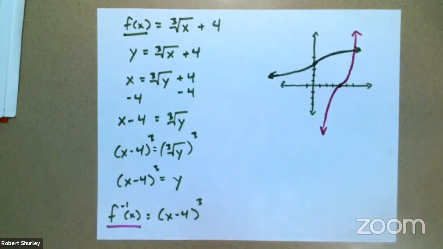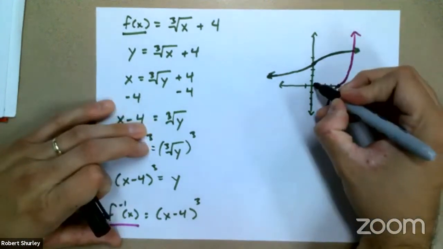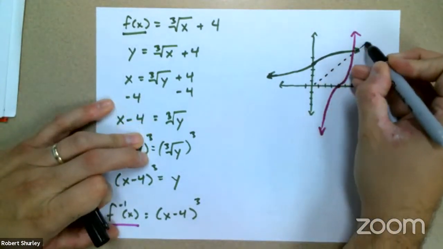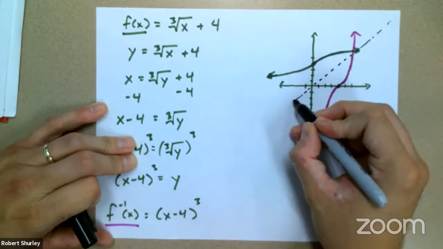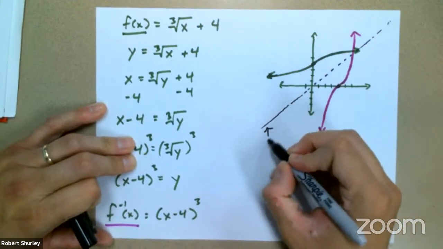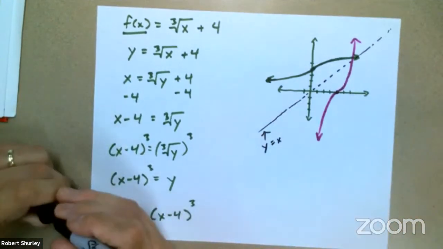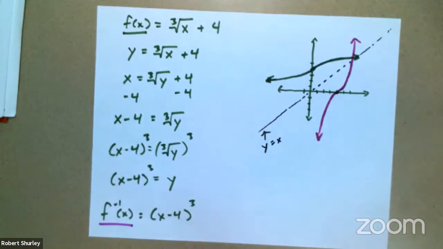Now notice these two graphs are symmetric around y equals x. Kind of cool. So these two graphs are symmetric around y equals x. That means that they are inverses. Remember, that's what you were asking me, Amanda: if they're symmetric, does that mean they're inverses? Yeah, it's a neat way to check it.